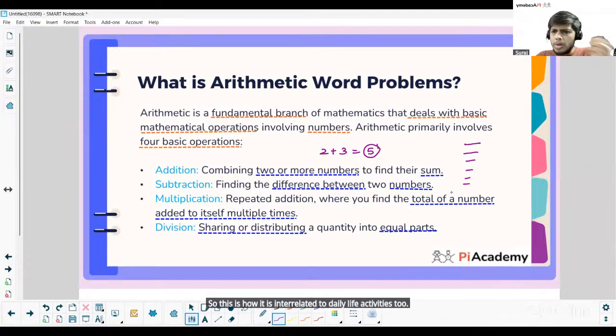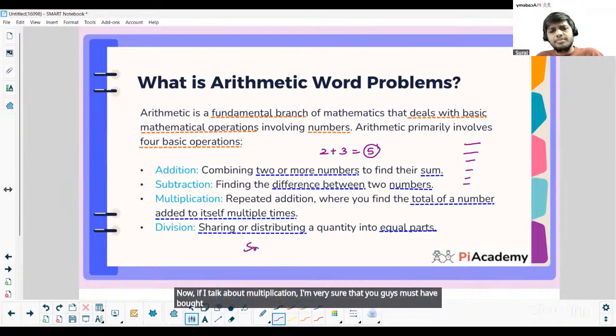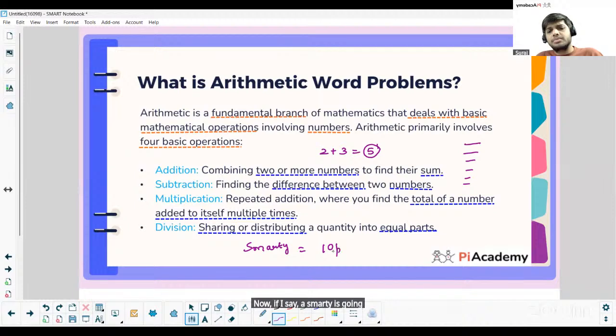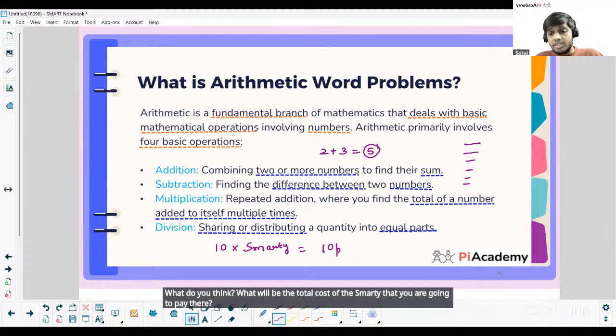Now, if I talk about multiplication, I am very sure that you guys must have bought Smarties. Now, if I say a Smartie is going to cost you 10 pence, and there are 10 Smarties that you are going to buy, what do you think? What will be the total cost of the Smarties that you are going to pay there? Yes.